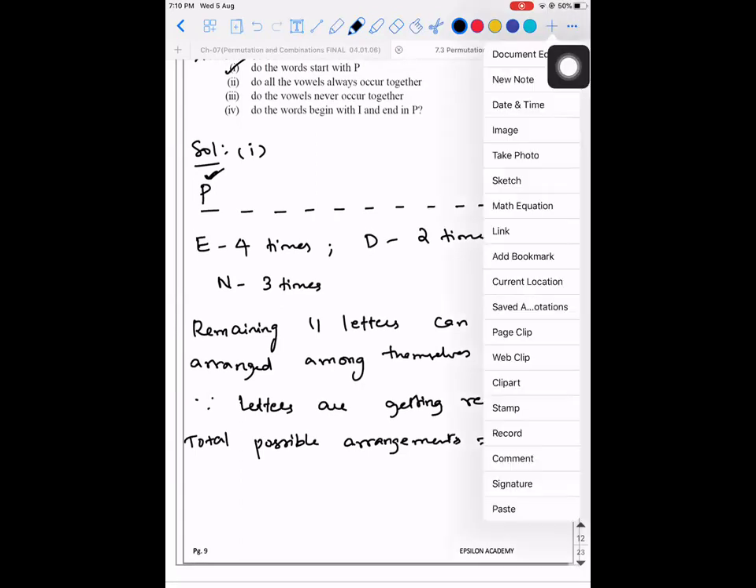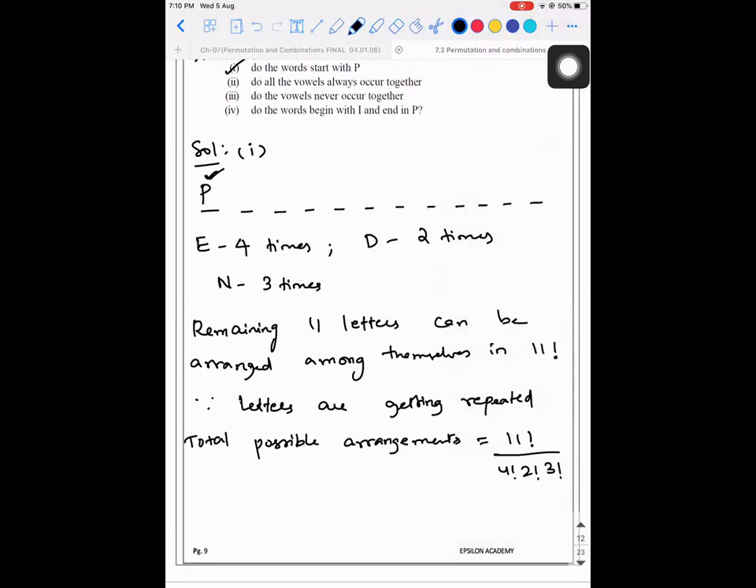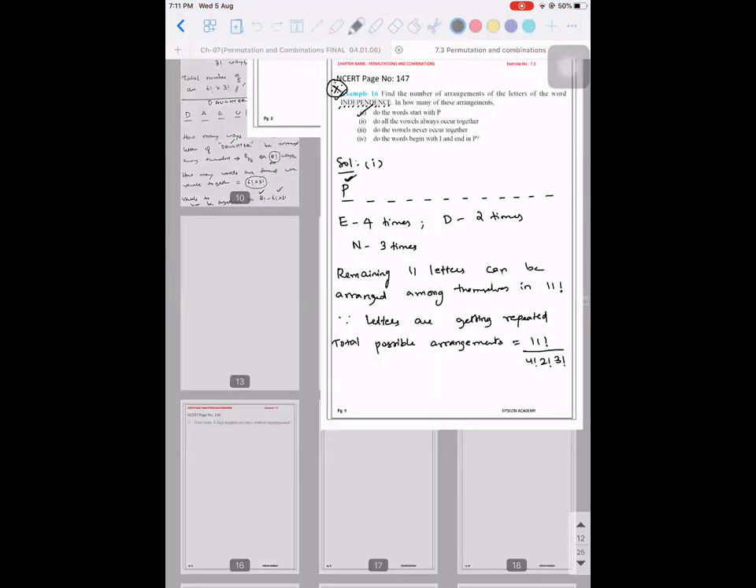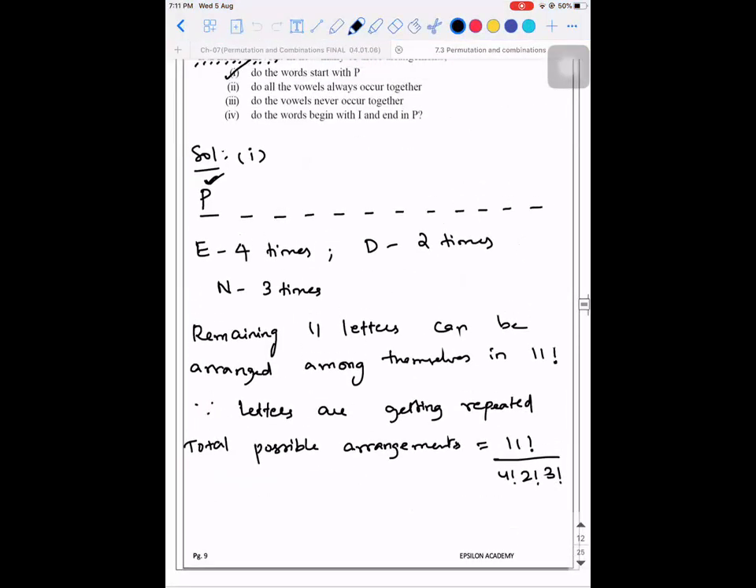If there is any doubt, let me know. Sir, in the question, the first part, they are asking how many words will start with P. Now these many words will start. So the remaining 11 letters are arranged among themselves. The first letter is starting with P only. I fix the position of P. That's it. Once I fix the position of P, I have only remaining 11 letters to be rearranged among themselves. I need not disturb P.